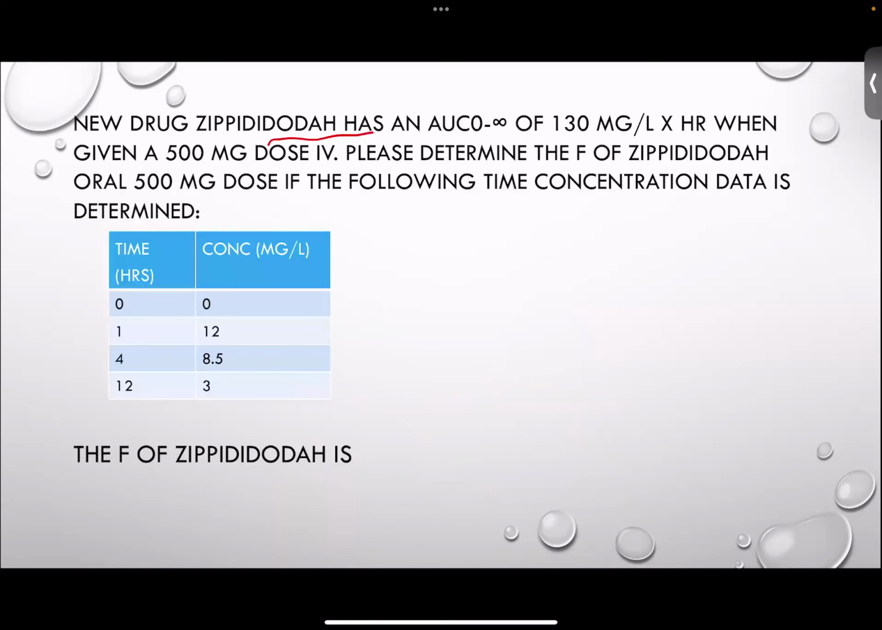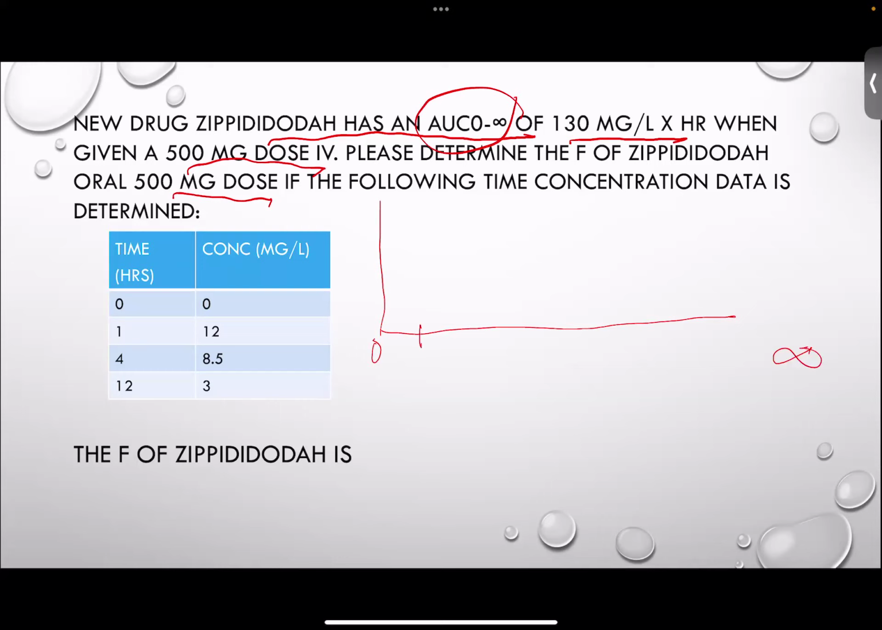New drug Zippity Doodah has an area under the curve 0 to infinity of 130 milligrams per liter times hours when given a 500 milligram dose IV. All right, so IV, which is a bioavailability of 1. Please determine the F of Zippity Doodah oral when a 500 milligram dose is given and the following time concentration data. So we have to go 0 to infinity.